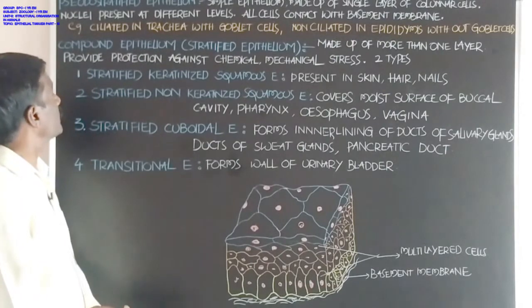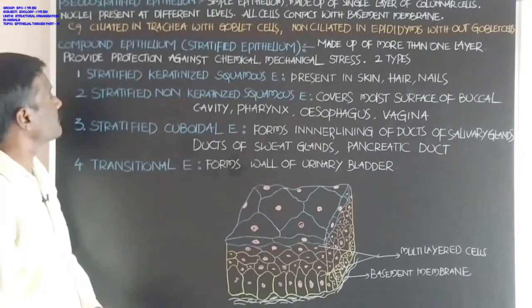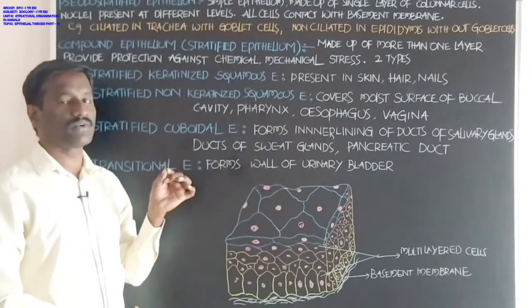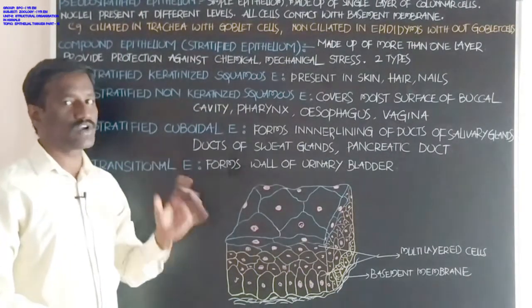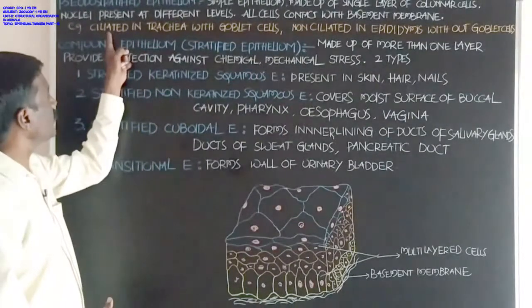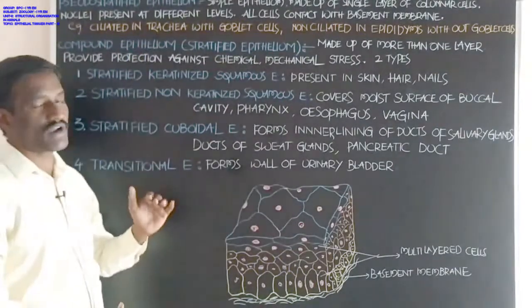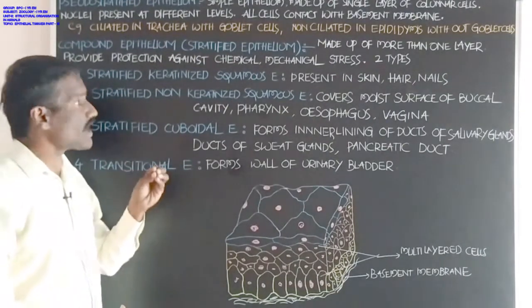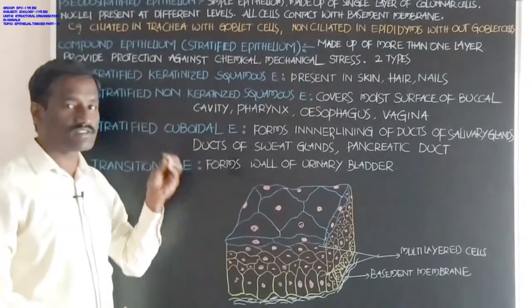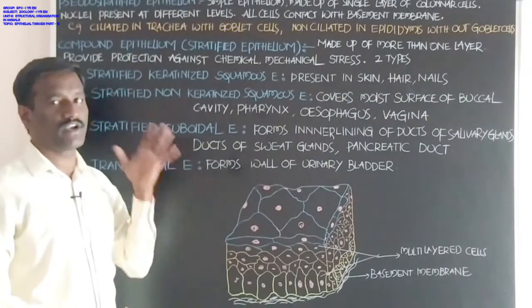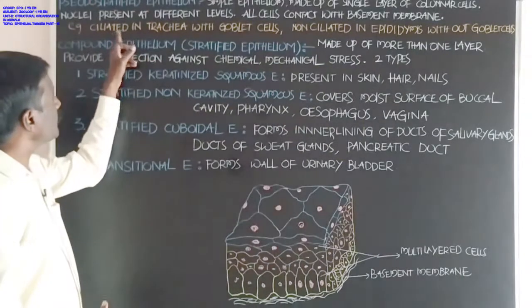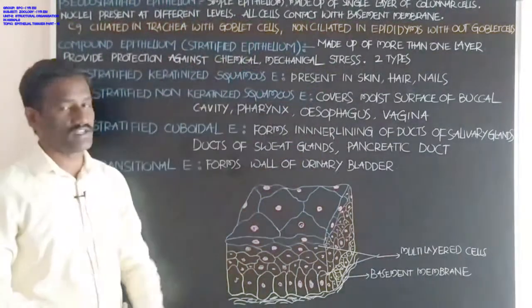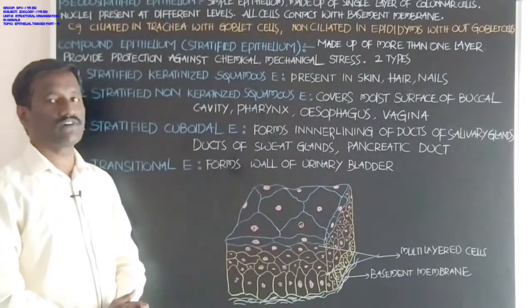Which cells are an example of this? Pseudostratified epithelium is again divided into two types: one is ciliated and the other is non-ciliated. Ciliated pseudostratified epithelium and non-ciliated pseudostratified epithelium. Ciliated is present in the trachea with goblet cells, on the surface of the trachea.